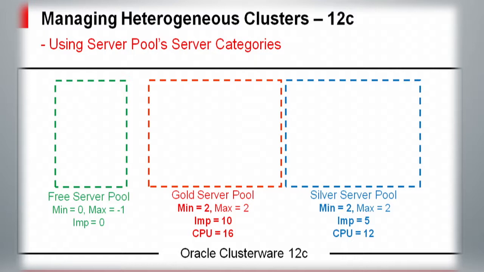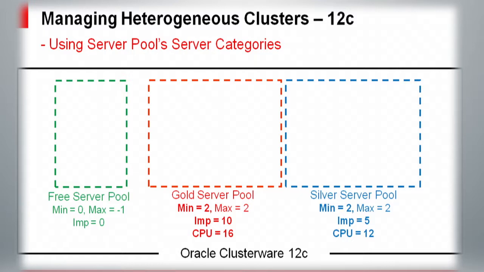So in this particular example, we've got 2 types of servers. One is a newer generation 16 CPU servers. The other are older generation 12 CPU servers. And so what I want to do is ensure that my gold server pool gets the newer servers. And so by giving the server pool a category designation of 16 CPUs versus the silver pool of 12 CPUs, when a server joins or starts up, it will go to the appropriate pool. I don't have to manually allocate it.